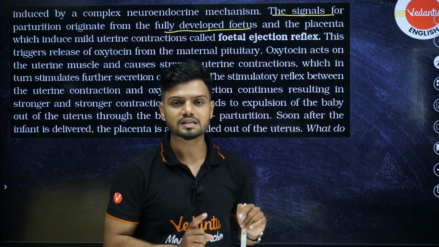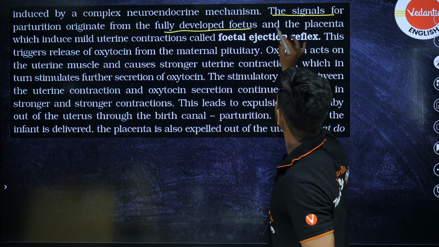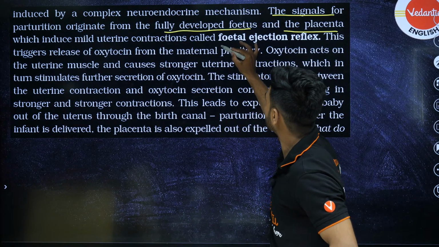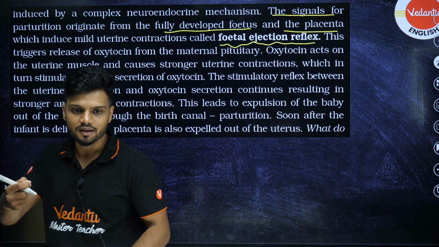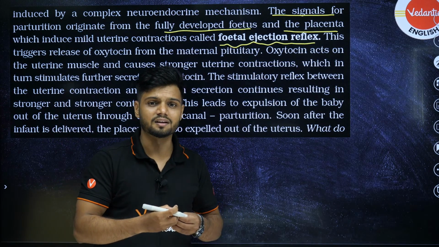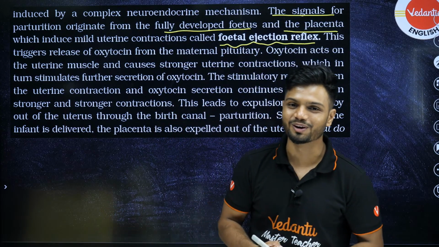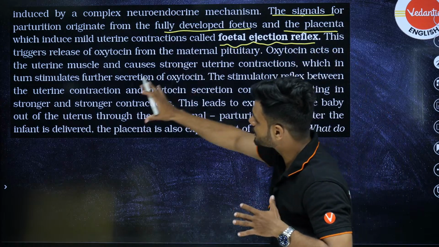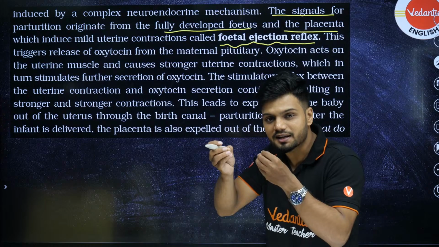The first signal is given by the fetus as well as the placenta. The developing fetus and placenta induce a mild uterine contraction called the fetal ejection reflex. Fetal ejection reflex is nothing but the baby telling, please let me out of here. Now, when the first reaction is happening, it triggers some hormones.